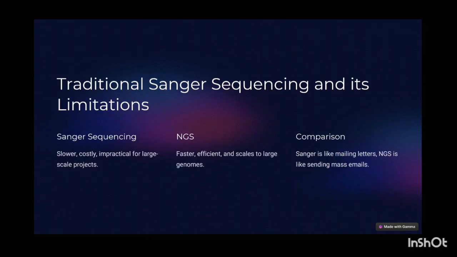The Sanger method, as I said, was very groundbreaking at the time, and it was used in the Human Genome Project. The Human Genome Project took over 32 years and cost billions of dollars. Sanger sequencing is still used today for smaller-scale projects, but it has limitations. It is slow, expensive, and impractical for large-scale genome sequencing. Imagine trying to send a letter. Sanger sequencing is like mailing one letter at a time.